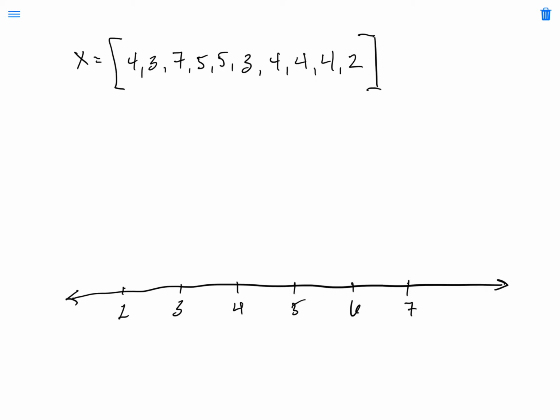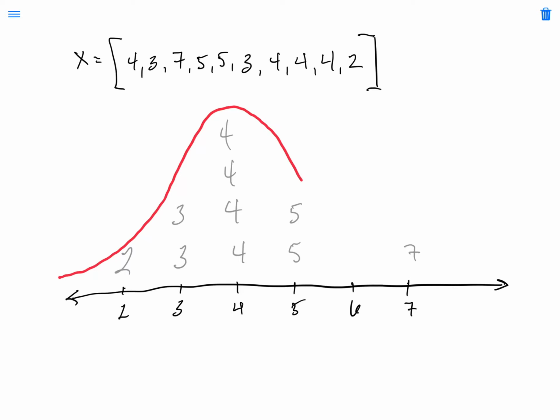So we have 1 four, a 3, a 7, 2 fives, another 3, 3 fours, and a 2. Okay, so we put the data where they belong on the number line. What we want to do now then is suggest that entire data set with a curve that runs along the top of these data.